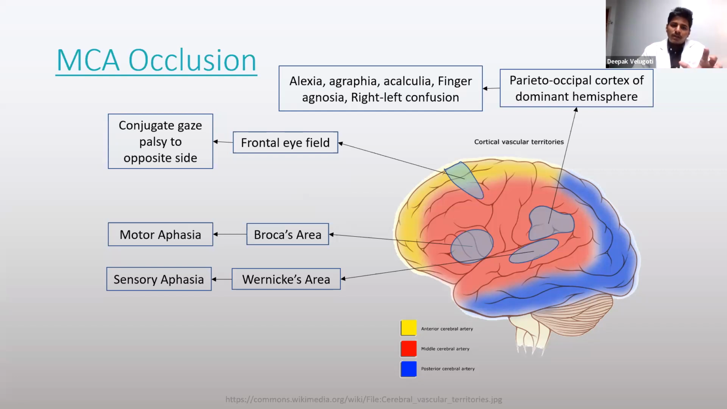There is a frontal eye field on the superolateral surface of the brain, which is supplied by both the middle cerebral artery and the anterior cerebral artery. But in middle cerebral artery occlusion, the frontal eye field gets involved more often than in anterior cerebral artery occlusion, and the patient develops conjugate gaze palsy to the opposite side. The middle cerebral artery also supplies the parieto-occipital cortex of the dominant hemisphere, where the patient develops alexia, agraphia, acalculia, finger agnosia, and right-left confusion. These symptoms are collectively called Gerstmann syndrome.